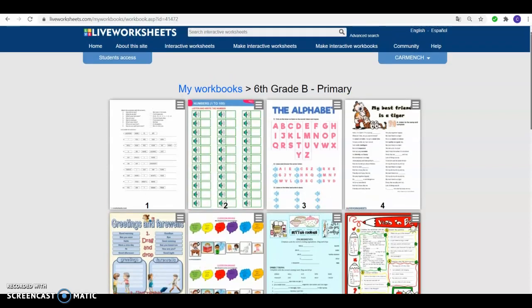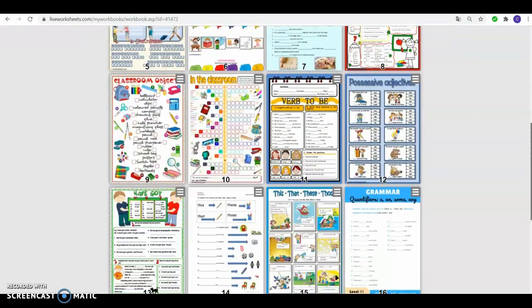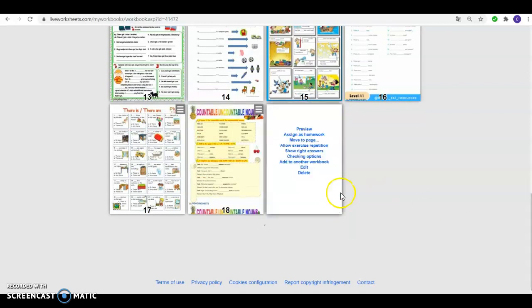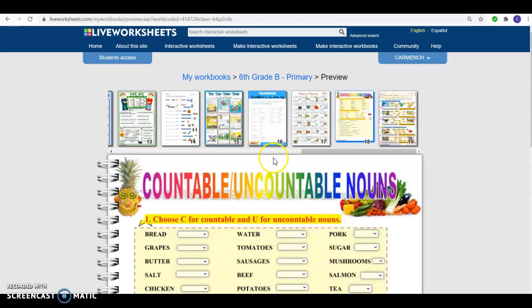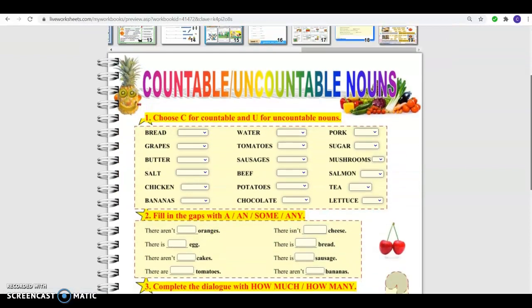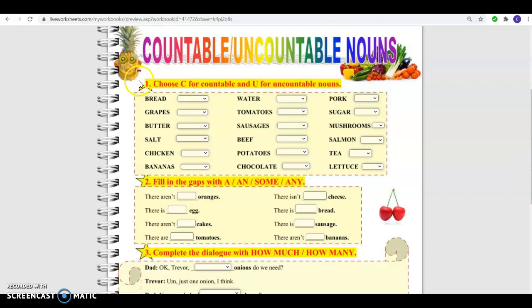Please, everybody, at live worksheets. And here we have two practices for today. The first practice is about countable and uncountable nouns. Okay, so we're going to do this activity. Here says, activity number 1. Choose C for countable and U for uncountable nouns. We're going to remember what are countable and which words are uncountable.